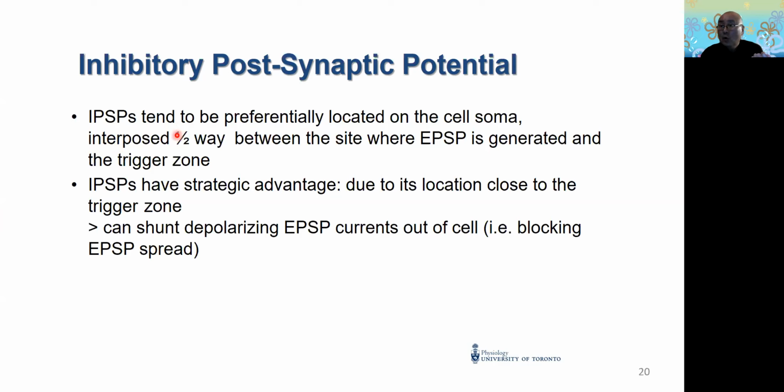These inhibitory postsynaptic potentials are preferentially located on the cell soma, but in a unique position. Often we see these inhibitory synapses interposed about halfway between where we normally expect excitatory potentials to be generated and that trigger zone, that active zone we looked at on those earlier slides. Because it's halfway in between, it could alter what happens at the trigger zone. It can shunt or stop a depolarizing EPSP from traveling further down the cell. So it's blocking that EPSP spread.